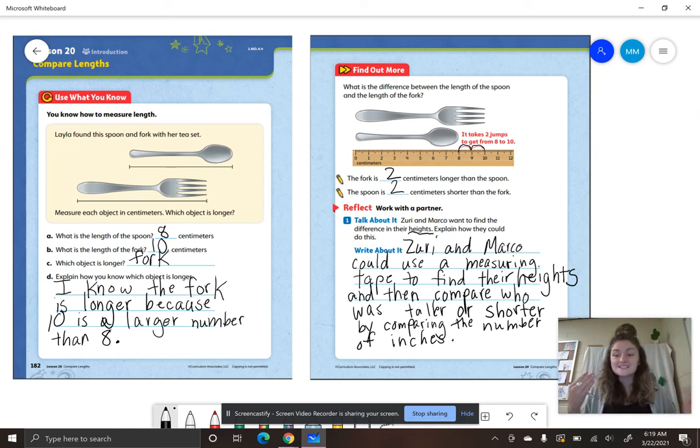All right, Smarty. So this is what we are going to be learning about this week, comparing lengths. We're going to be using measuring tools to measure the lengths of objects and then to compare which object is shorter or longer. Or we might be comparing more than two objects, finding what is the shortest length or the longest length.